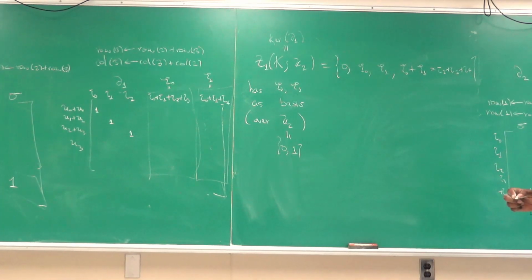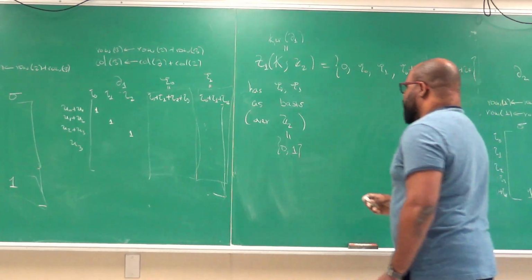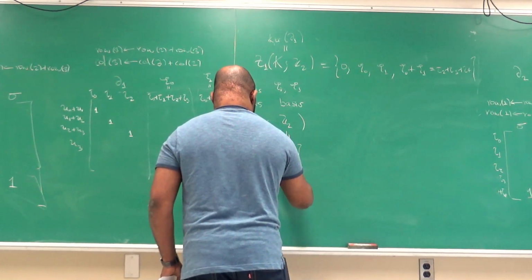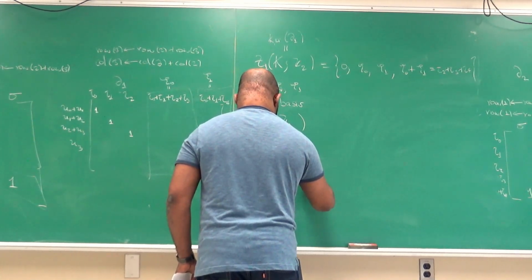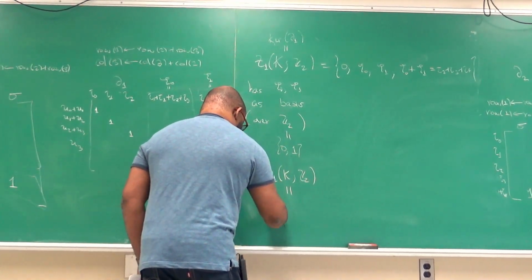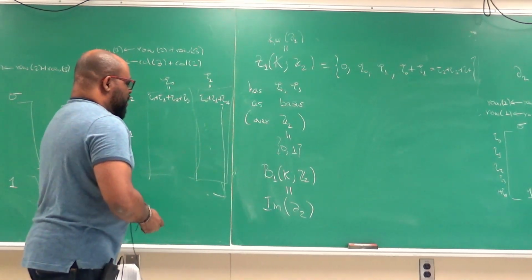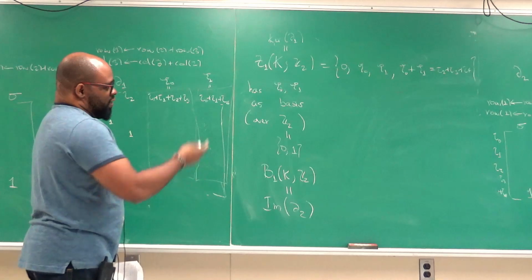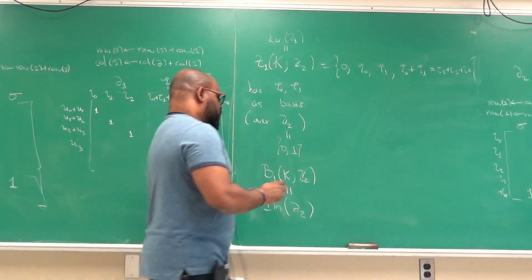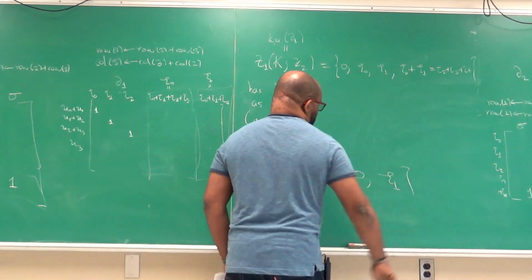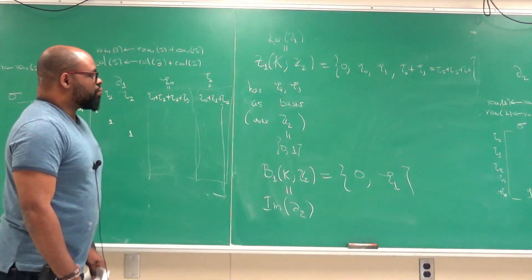Okay, so those are the cycles. And similarly, B1, which is the image of delta 2, has as bases zeta 1. So this is just 0 and zeta 1, like that. Okay?